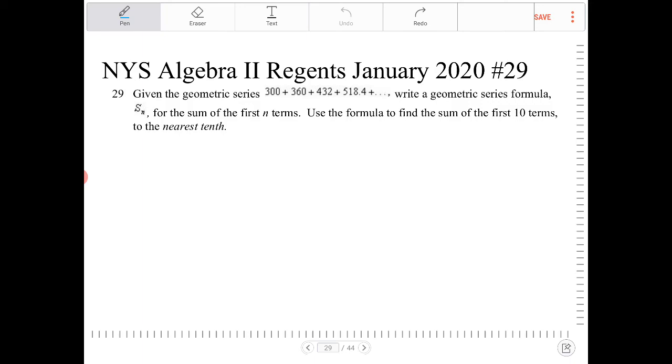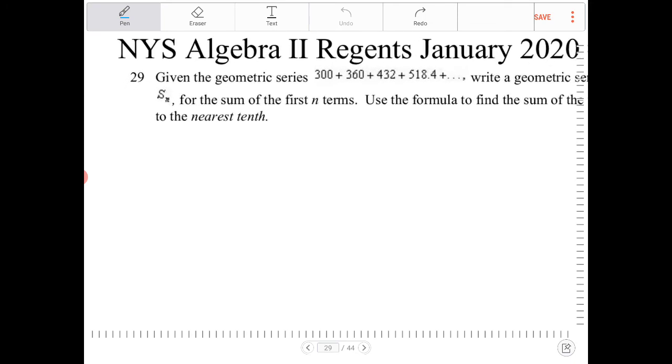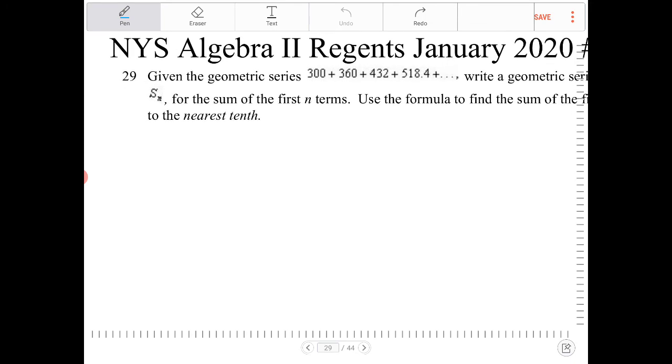Okay, so to do this, we have to know the finite geometric series equation. The difference between a series and, say, a sequence is that a series is the summation of all the terms in a sequence. So being that this is a geometric series, these numbers spring from a geometric sequence.